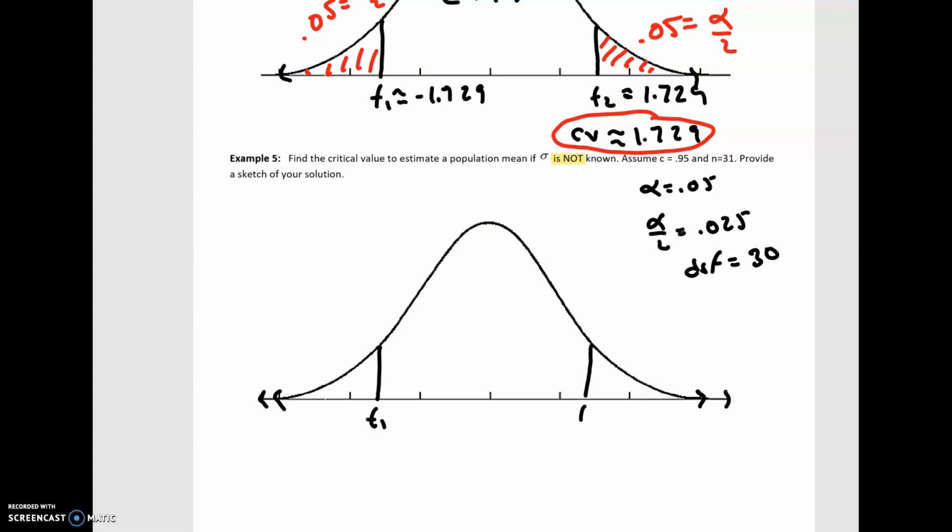This is going to be our t1. That's going to be our t2. This value of c is equal to 0.95. And we're going to be looking at 30 degrees of freedom and the area in one tail. Let me just shade the tails to be 0.025. So this is 0.025, which is equal to alpha divided by 2. This is 0.025, which is equal to alpha divided by 2. So we're looking at 30 degrees of freedom and 0.025 in one tail.